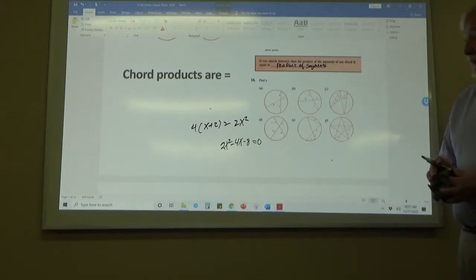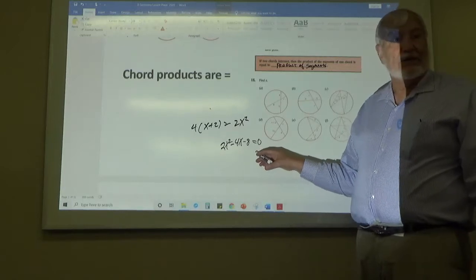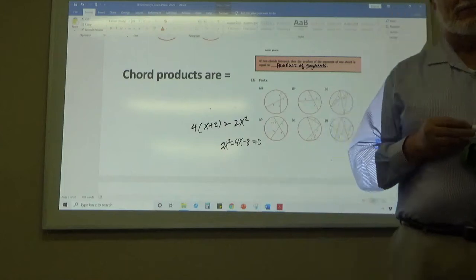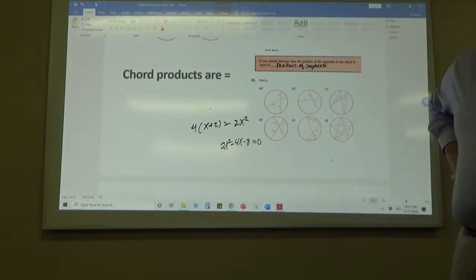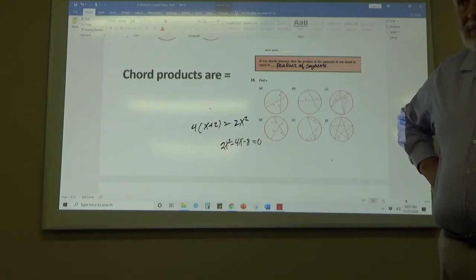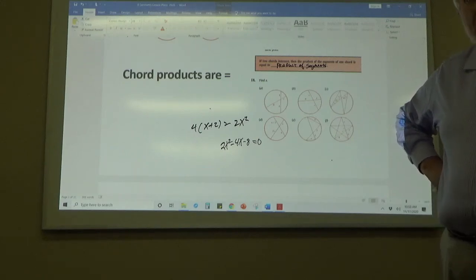Okay, now here's another way. You've got a calculator, right? What happens if you put that in the y equals? All right, it's a parabola. Is there a positive side and a negative side? There it is. You want the positive side for x.